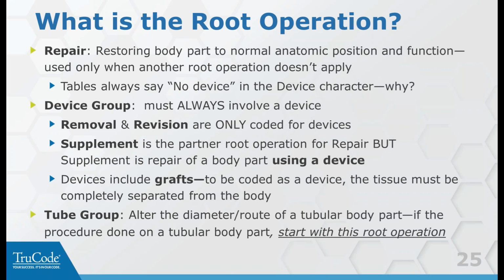Also, tube root. Anytime you have a tubular body part that's being operated on, that's where you need to start in terms of what root operation you need to take a look at. Basically, what I'm trying to get at with all of these issues with root operations is how do you eliminate as many root operations as you can when you pick up an operative report, so that you can hone it in between just 1 or 2 or 3 root operations. And eliminating the device groups, or if you are working on a device, only looking at the device group, for example, makes it much quicker to hone in on what the root operation might be for your procedure.